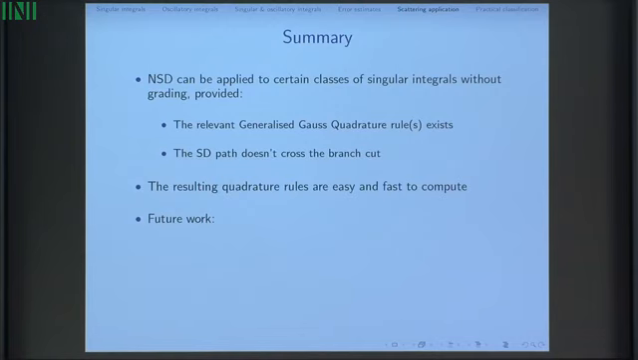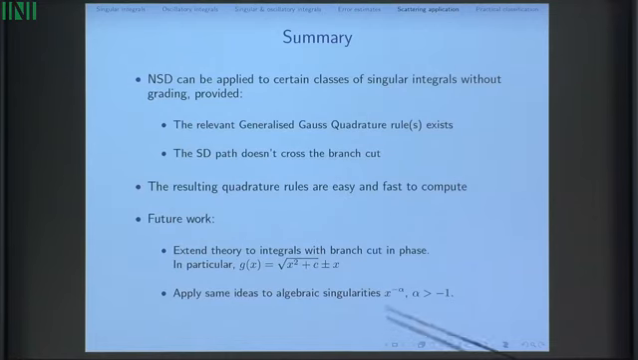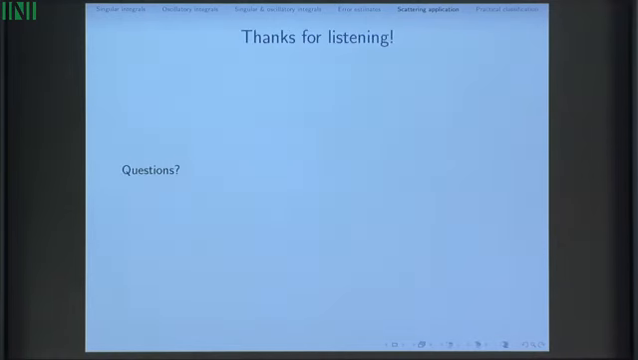For future work, we're particularly interested in the generalization to this type of phase, which obviously has 2 branch cuts in the complex plane. This is the case where rather than dealing with screens, we're dealing with polygonal scatterers. So that's our motivation for that. And I should also mention that all of the ideas in this talk can be extended to algebraic singularities of this form. That's the end. Thanks very much.